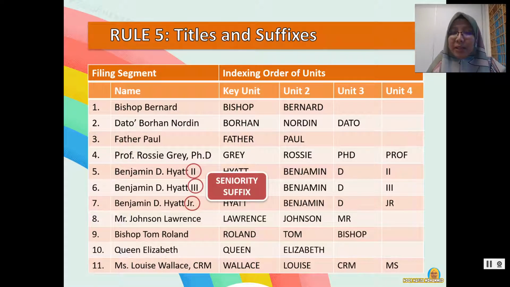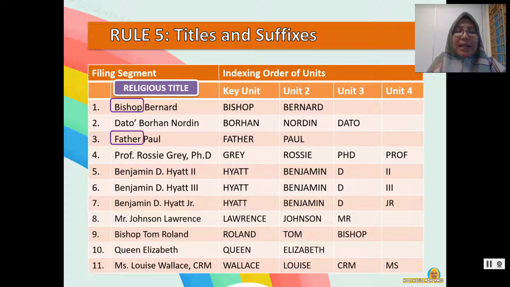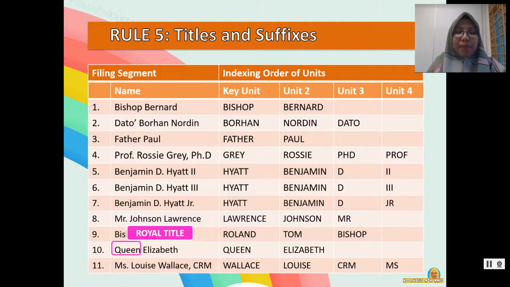These are seniority suffixes: Roman 2, Roman 3, which is numeric, and also JR, which is junior, a seniority suffix. PhD is a professional suffix. And a religious title, which is Bishop, Father. Queen is the royal title.